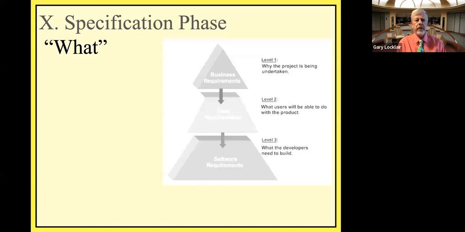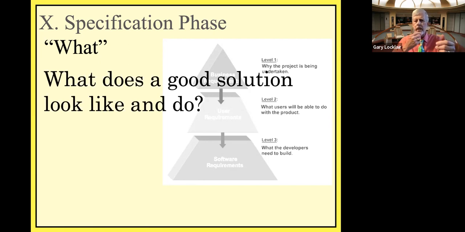Keyword for the specification phase is what. If we think back to the requirements phase, the key word was why. Why is there a problem? Why is a computerized solution necessary? What does a good solution look like and do? Specification phase is all about the what's. What does a good solution look like? What does a good solution do? That's in general, that's how a user would want the answer phrased.